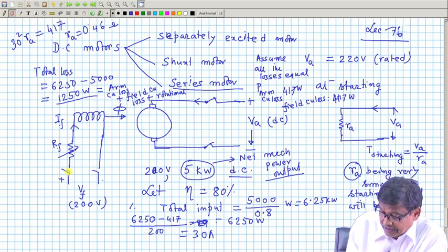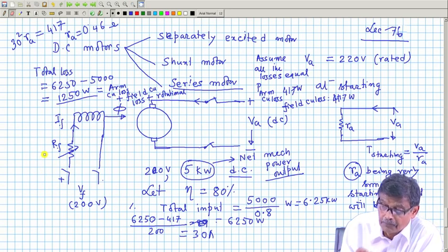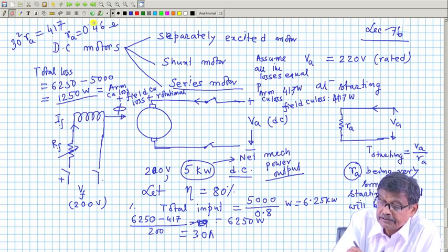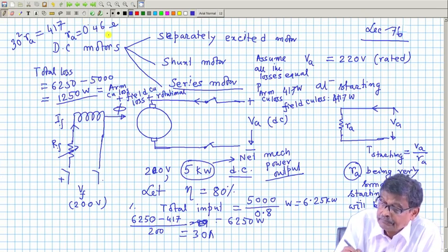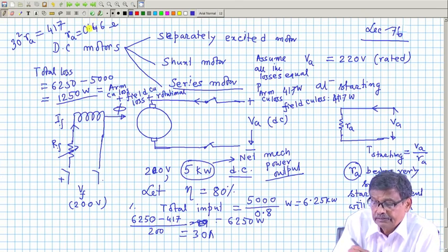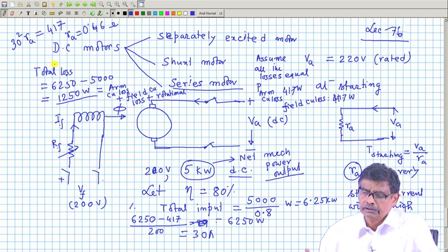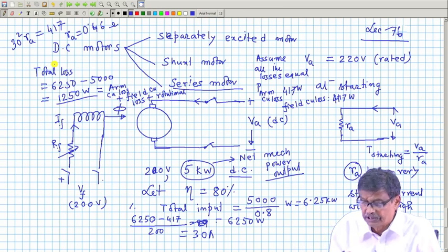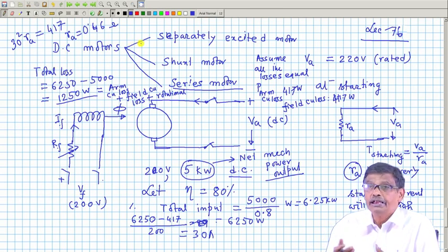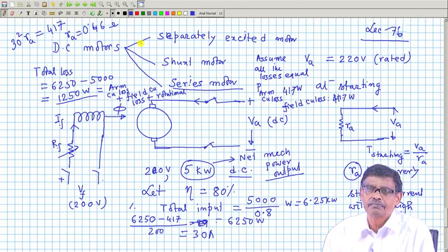Similarly, can I estimate the value of field resistance? This is an important thing I am telling, which will not be discussed in general books. How much is the order of armature resistance of this machine? About 0.46 ohm. When you measure, it will not be exactly 0.46, it will be nearby, maybe 0.5 ohm, maybe 0.6 ohm also. I do not care, but I have got some idea of the order of the armature resistance, and that is important.